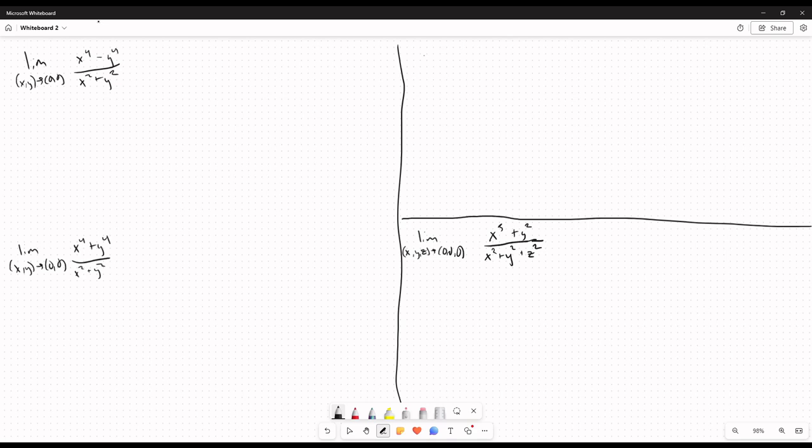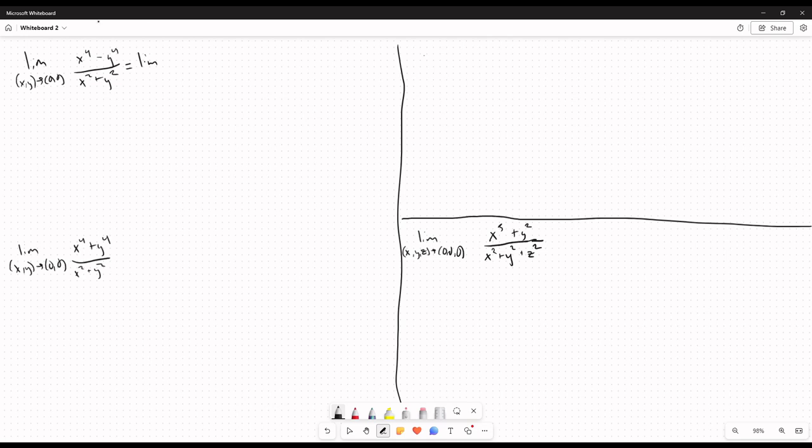And kind of our bread and butter in Calc 1 was to simplify and cancel things until we got something that is defined at the point we're interested in. So again, if you plug in 0, 0, you'll get 0 over 0, undefined. But we can do a little bit of simplification here. I'm just going to write limit. I'm not going to remind us what we're approaching, just for the sake of time.